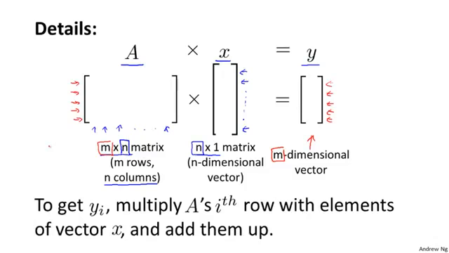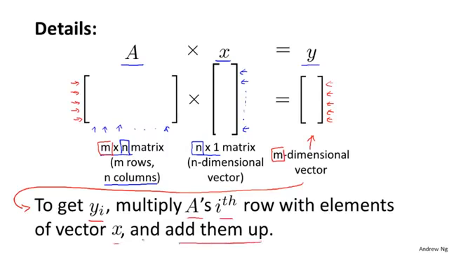So how do you actually compute this vector y? Well, it turns out to compute this vector y, the process is to get y_i, multiply A's ith row with the elements of the vector x and add them up. So here's what I mean. In order to get the first element of y, whatever that turns out to be, we're going to take the first row of the matrix A and multiply them one at a time with the elements of this vector x.